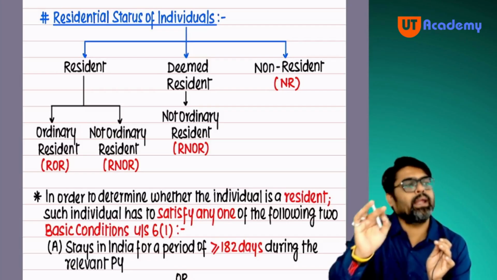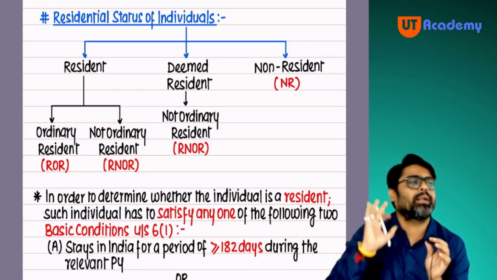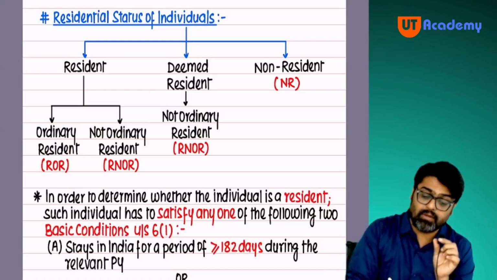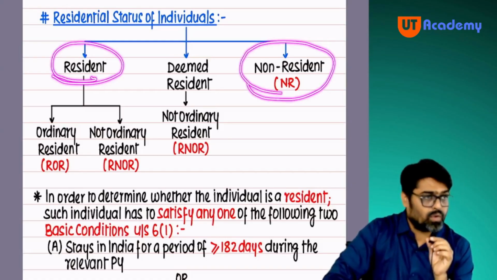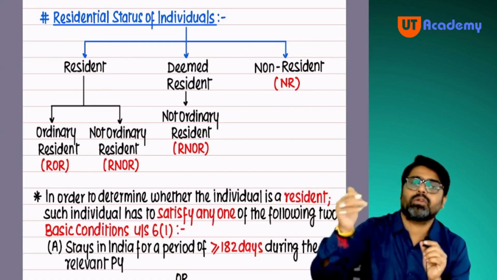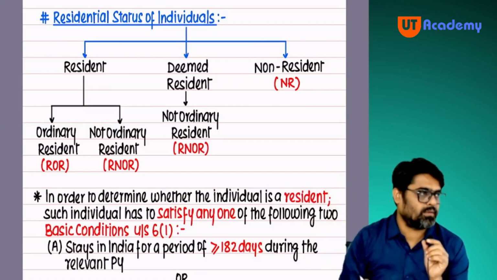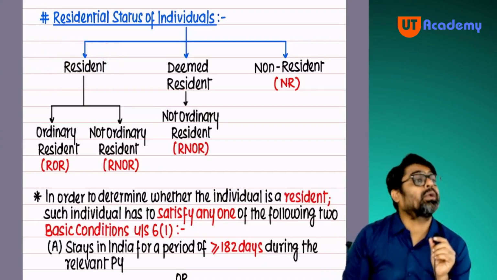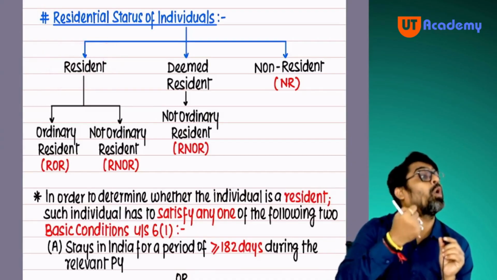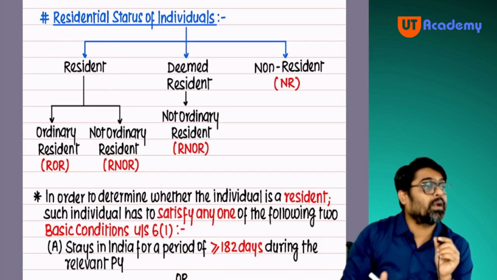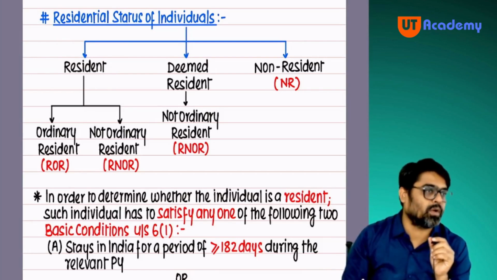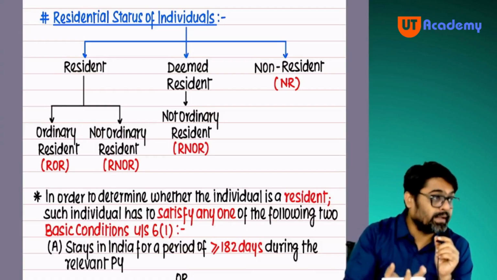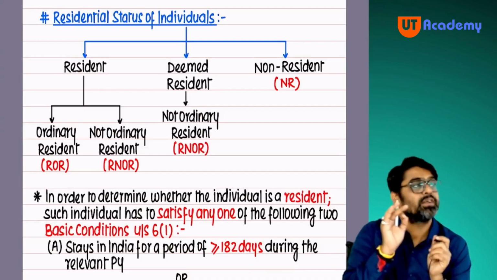So for any individual, two residential status are first possible. Either he will be resident or he will be non-resident. See, if he becomes a non-resident, then things are over. But once he becomes a resident, by default he is ordinarily resident. But he is given an option to become not ordinary resident also. But for that, he will have to fulfill conditions given under section 6, subsection 6.